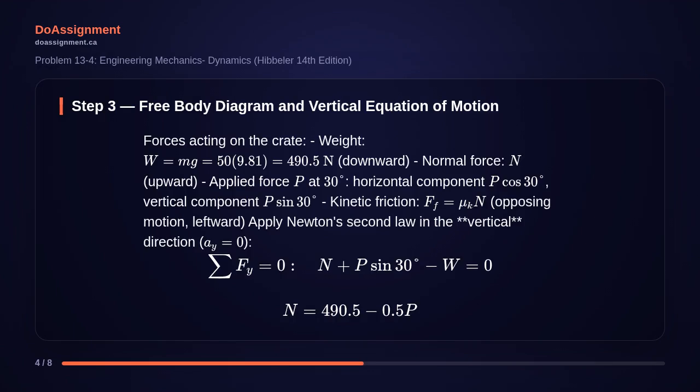Drawing the free body diagram, we have weight acting downward, normal force upward, P applied at 30 degrees, and kinetic friction opposing motion to the left. Since there is no vertical acceleration, the sum of vertical forces equals 0. This gives us the normal force, N equals 490.5 minus 0.5 times P.